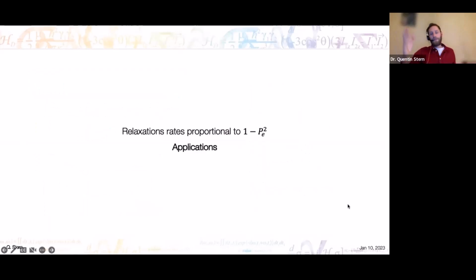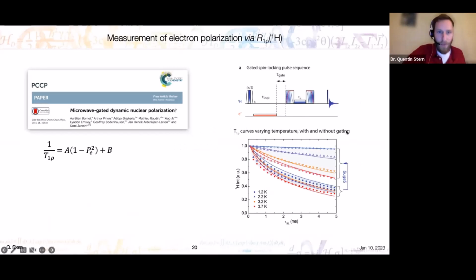So now I move to applications. How can we take advantage of this? What can we do with this? And now I turn to a paper by my supervisor, Sami Jannin, and again, Shafiq Bolanazans and others, where they look at the effect of the polarization of the electron on the T1rho of proton spins. In the paper, they use a slightly different model, but I don't want to go into the details. Just for simplicity, I will explain what happens using the model I have shown.